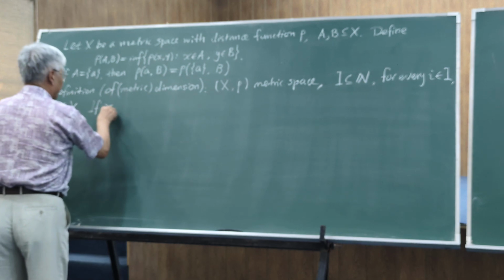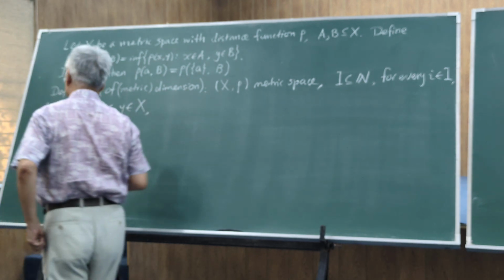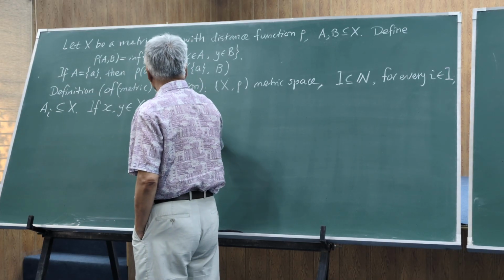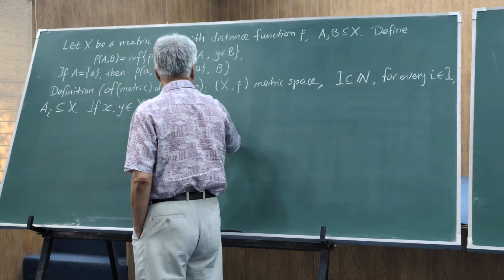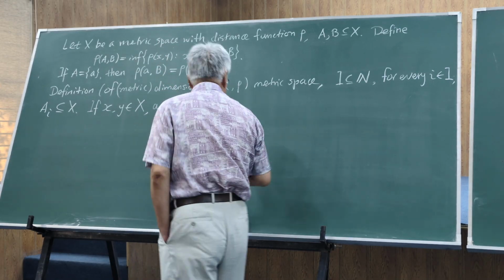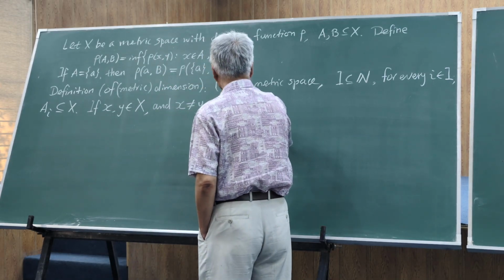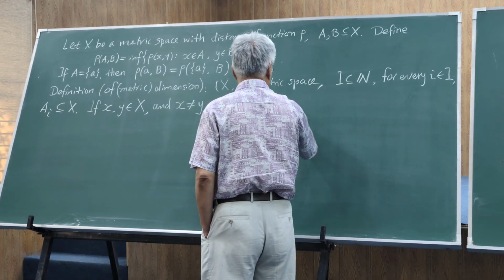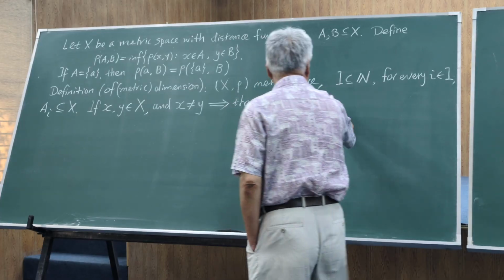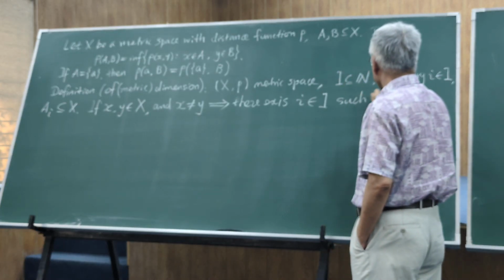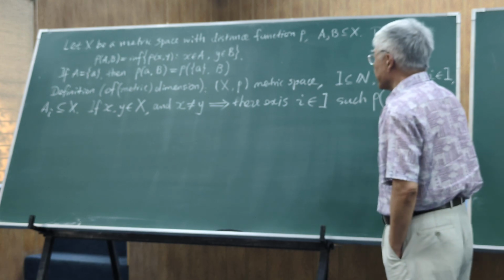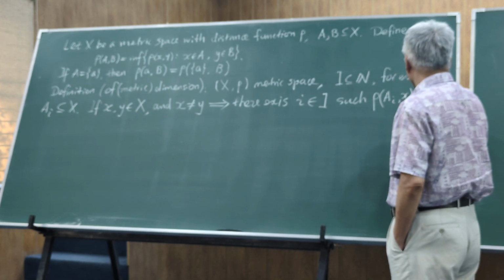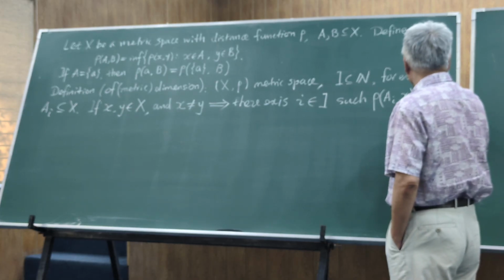If x, y are elements of X, these are points, and x not equal to y implies that there is at least one index I such that the distance of E_I to x is different from the distance of E_I to y.